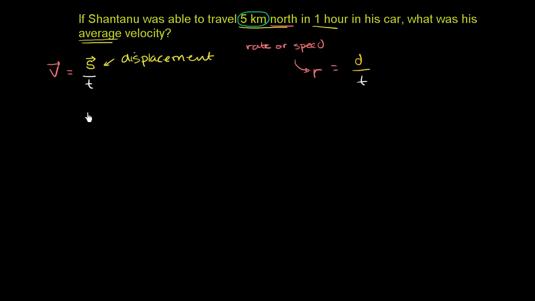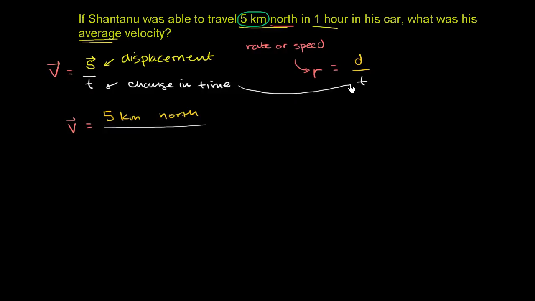So his velocity is, his displacement was 5 kilometers to the north. So his displacement was 5 kilometers north, over the amount of time it took him. And let me make it clear, this is change in time. Sometimes you'll just see a t written there.